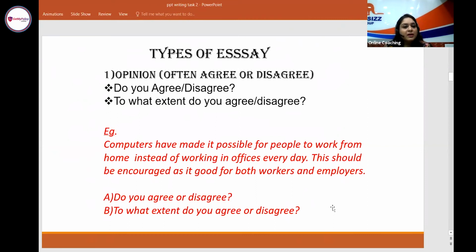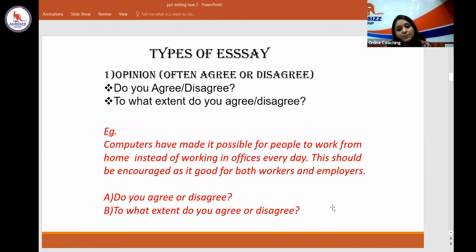For example, we can see: computers have made it possible for people to work from home instead of working in offices every day. This should be encouraged as it is good for both workers and employers. See, this is our question topic. Now, you need to understand this topic, that computers nowadays make it possible for everyone to work from home, right? Instead of going to the office. This should be encouraged. So what do you think? Do you agree or disagree? Like, should it be encouraged or not?